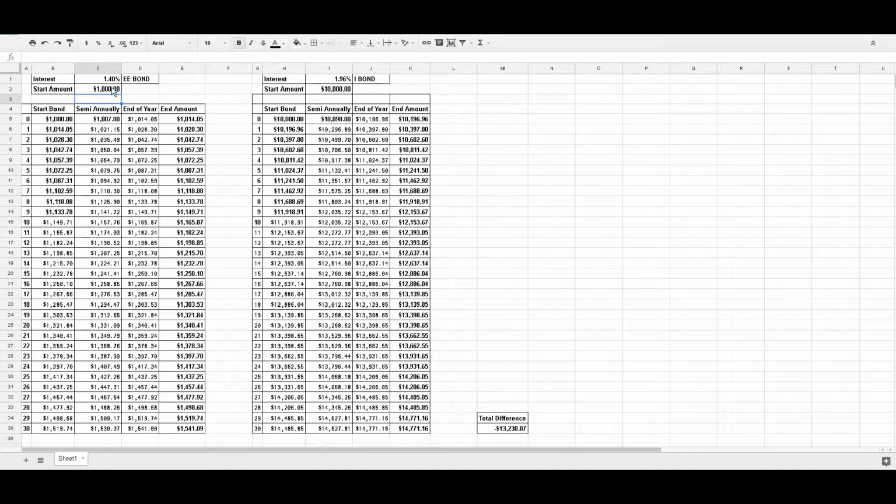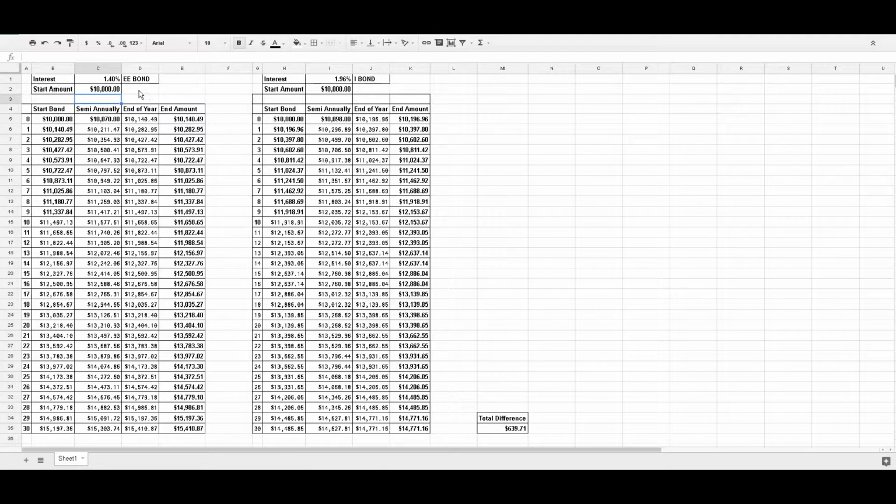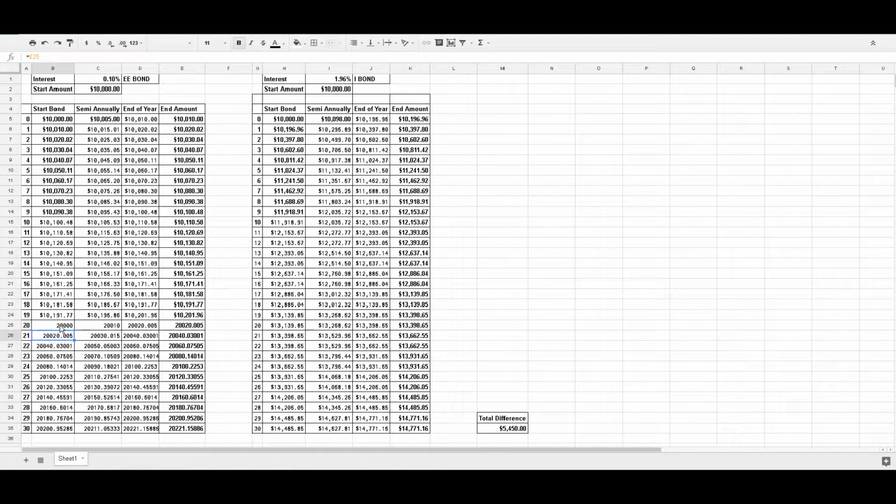So let's go ahead and bump this back up to $10,000 with our interest of 0.10 that we're currently getting, 0.001, and of course this is the percentage. There we go. So after 30 years, your initial investment of $10,000 in an EE bond will be $10,314. But wait, after 20 years, it's guaranteed to double to the face value.